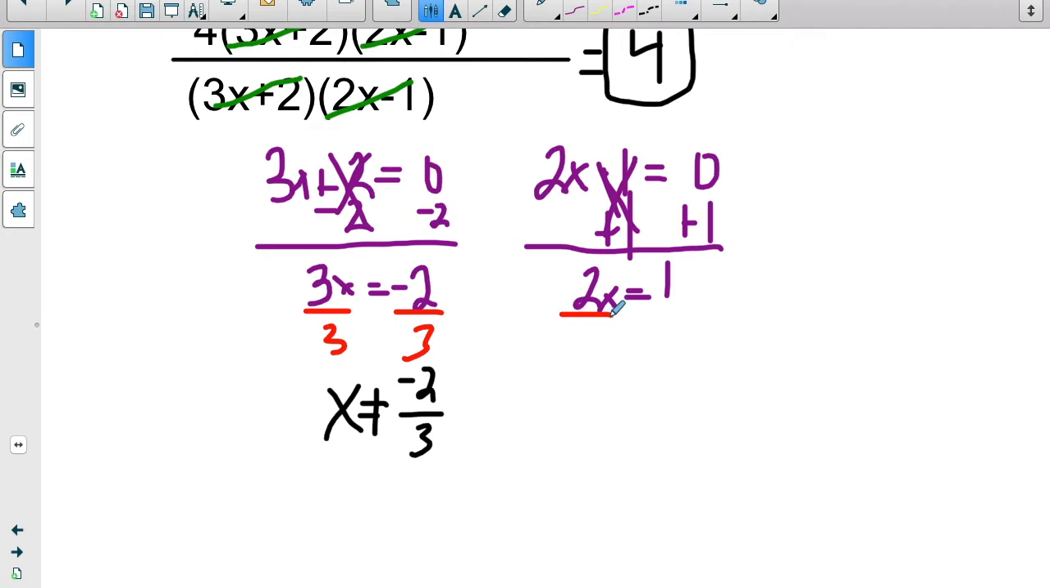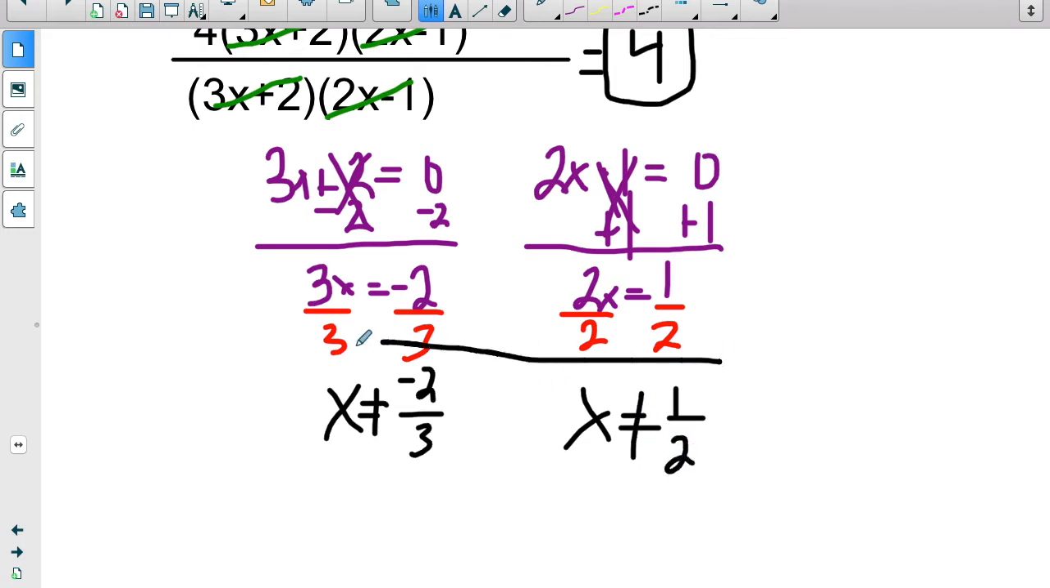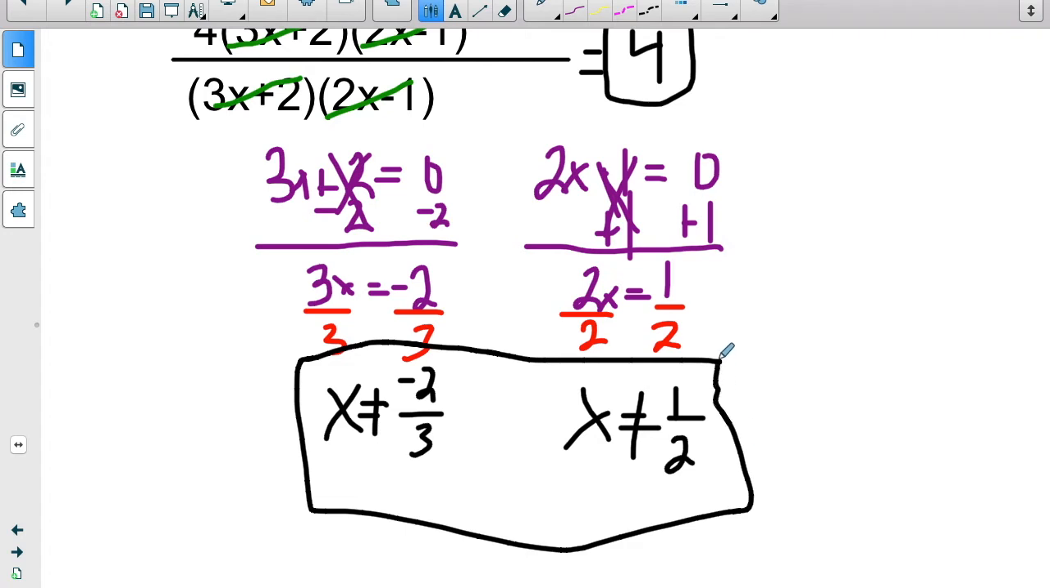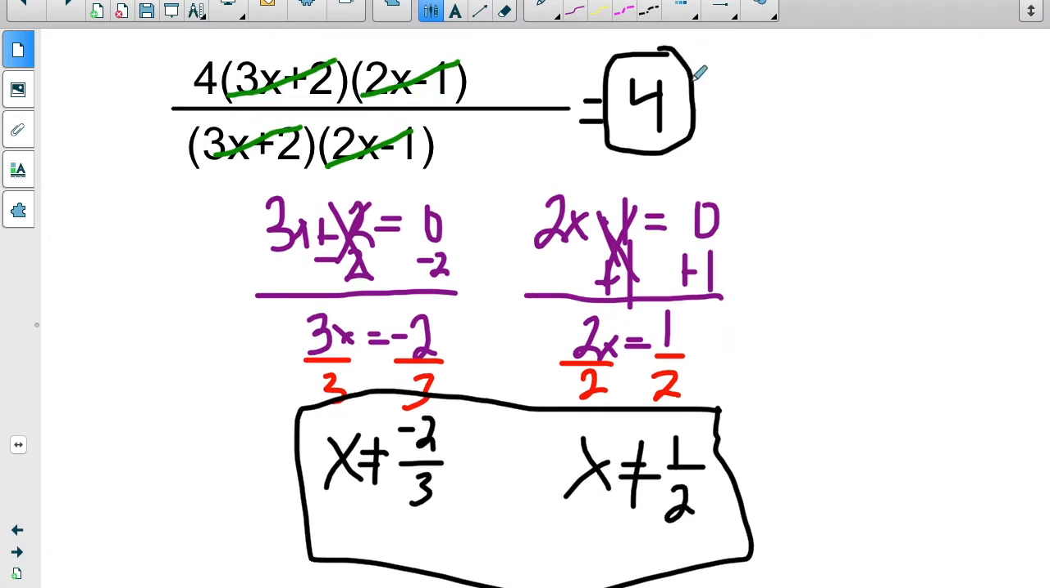And again, at this point, we can divide both sides by 2. And when we divide both sides by 2, we get that x is equal to 1/2, and because this is our restriction, x cannot be these two values here. And we simplified to find that the multiplication was just 4.